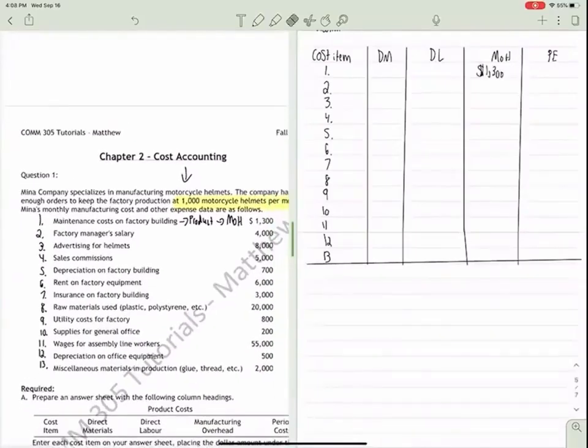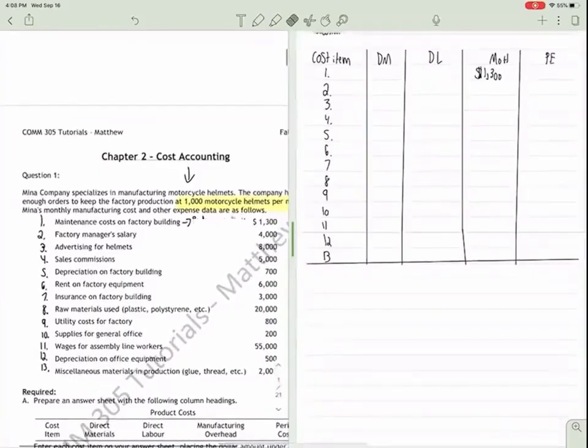Okay? Now, guys, let's go to a factory manager's salary, number 2. All right, guys, factory manager salary, is this for producing the product or selling the product? What do you guys think? Is it product cost or period cost? Write me which. Does everyone agree that that is a product cost? Because the factory manager is in the factory, bossing around the employees who produce the product.